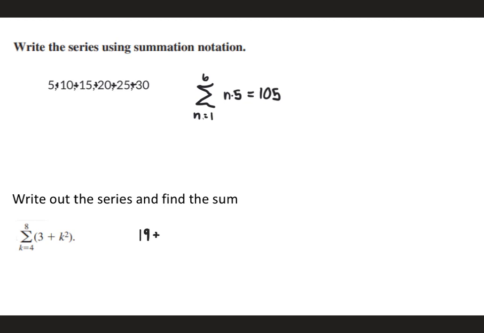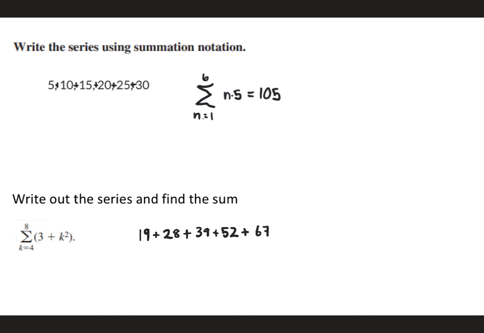Plus, the next term would be the 5th term. 5 squared is 25, plus 3 is 28. Plus the next term is 6 squared is 36 plus 3 is 39. Plus, the next term would be the seventh term. The seventh term, 7 squared is 49. 49 plus 3 would be 52. Plus, finally, the eighth term. 8 squared is 64 plus 3 is 67.